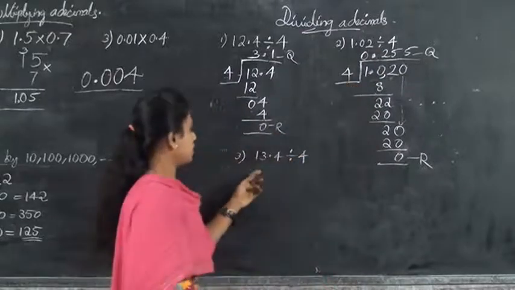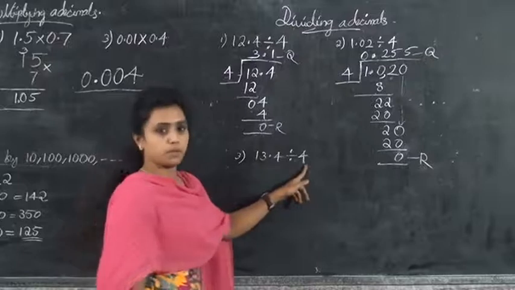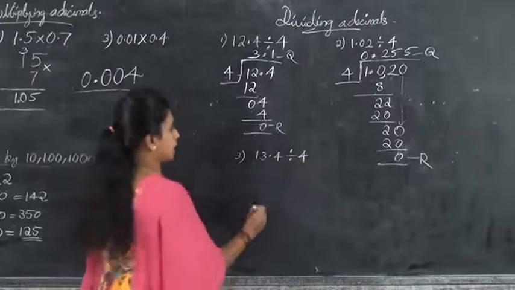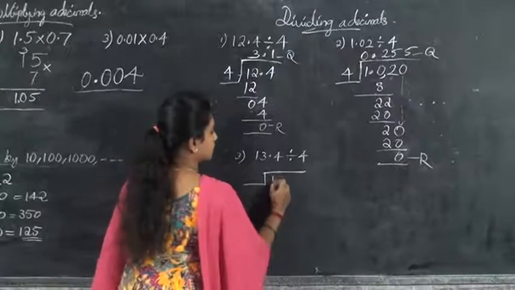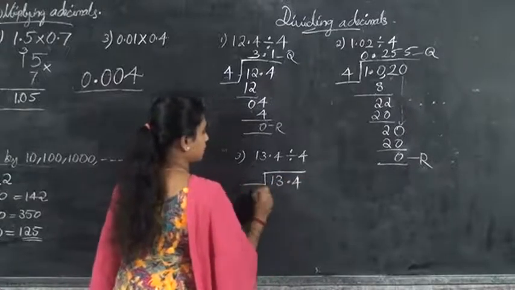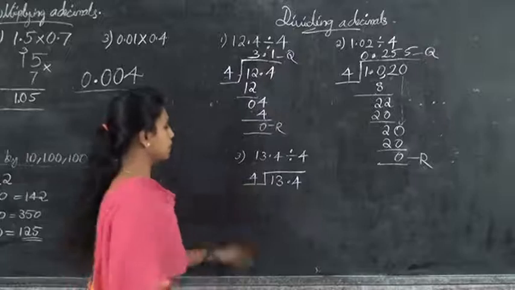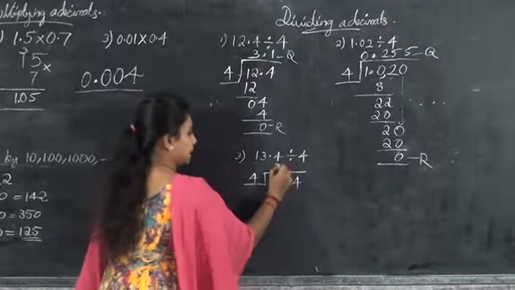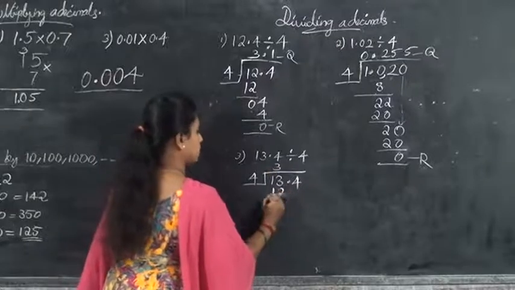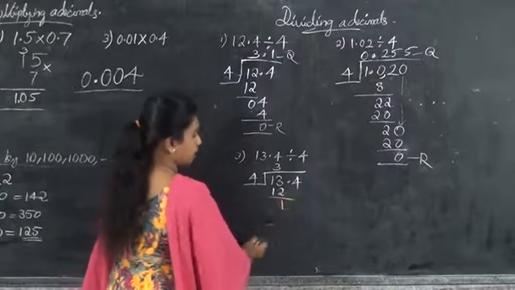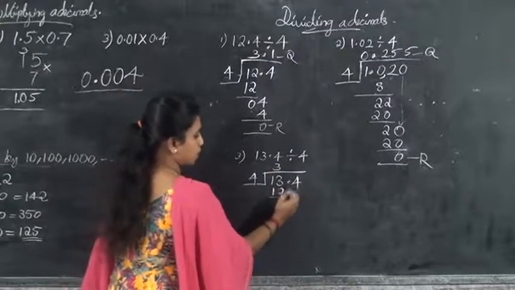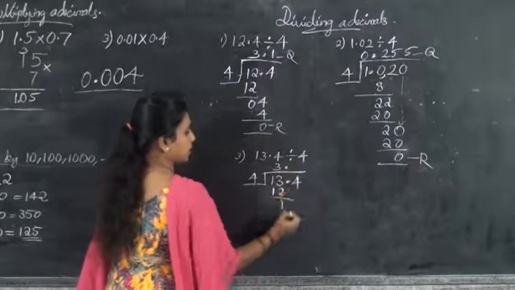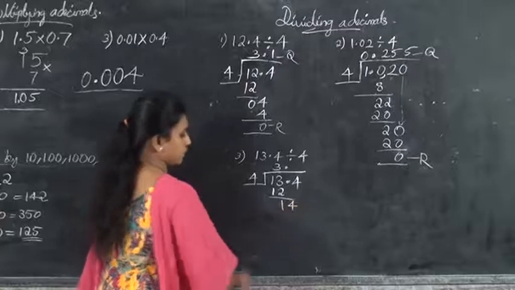And the last one, 13.4 divided by 4. 13.4 is the dividend and 4 is the divisor. Again, normal way of division. 13.4 then comes 4. How many times does this number go here? 4 3s are 12. From 13, 12, then remainder 1. Now you want to bring down this number 4 here, but here you can see a point. So put the point just above this point. Then bring down the number 4.